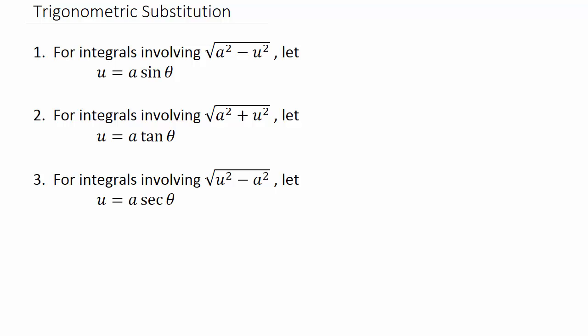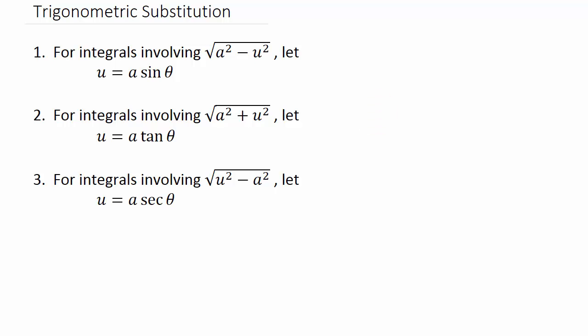Alright, so in this video we're going to look at doing integrals using trigonometric substitution. For integrals involving the square root of a squared minus u squared, we'll let u equal a sine theta. For integrals involving the square root of a squared plus u squared, we'll let u equal a tangent theta. And for integrals having the square root of u squared minus a squared, we'll let u equal a secant theta. The whole point of trigonometric substitution is to get rid of the radical out of the integrand.